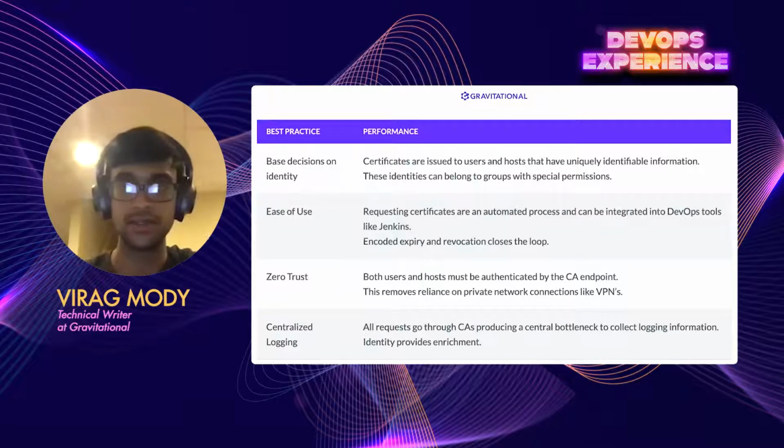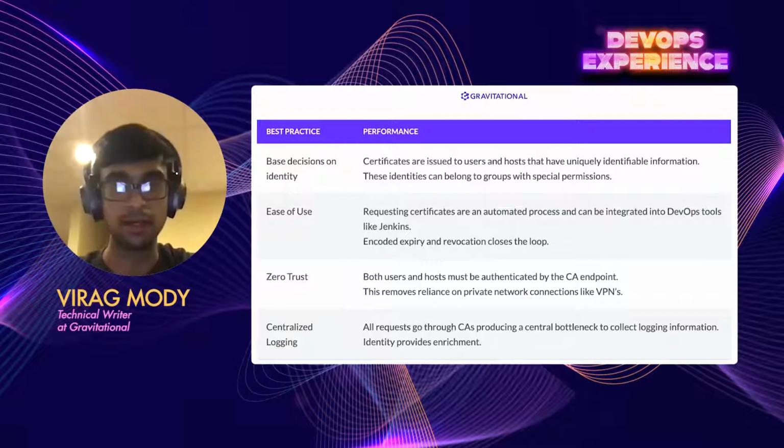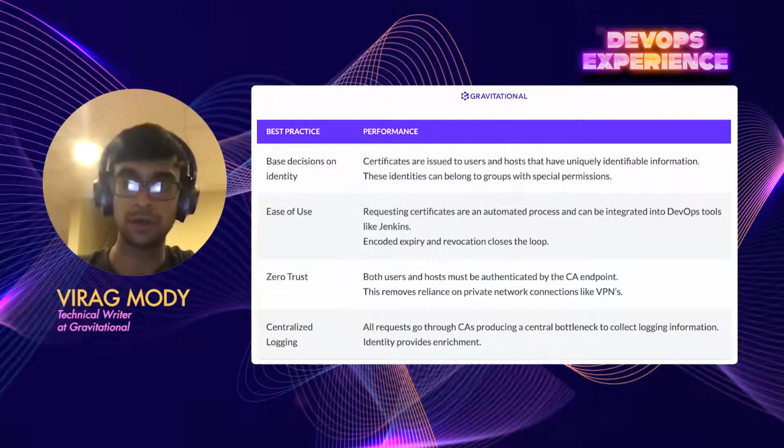The third point was, don't trust private networks. Just assume that all networks are public. And for the most part, whether it's applications or servers, VPNs are the go-to method for secure access. But again, just because you have a VPN doesn't mean that VPN is secure. Instead, if you have a certificate authority that protects both the user endpoint and the host endpoint, you've now created this closed system.